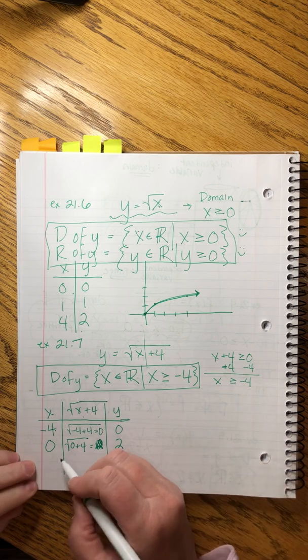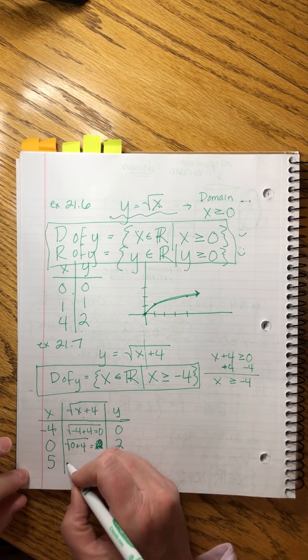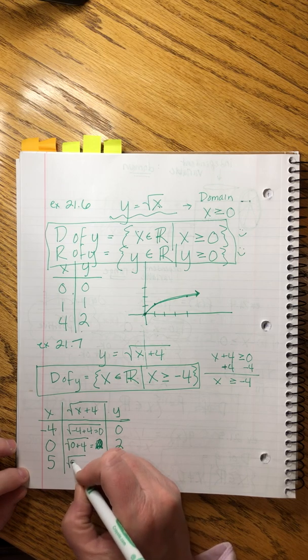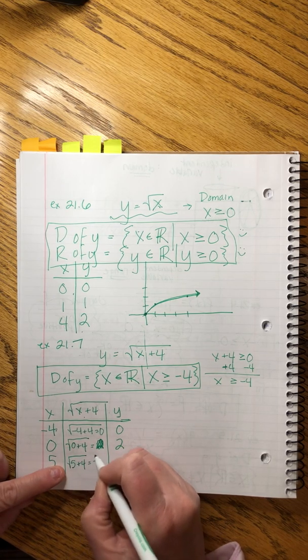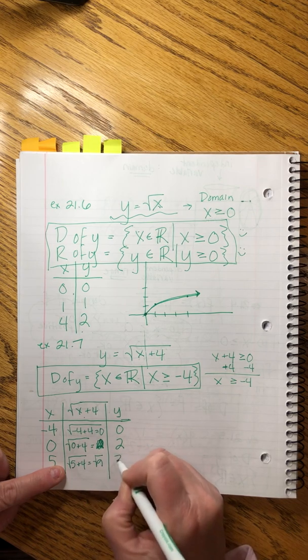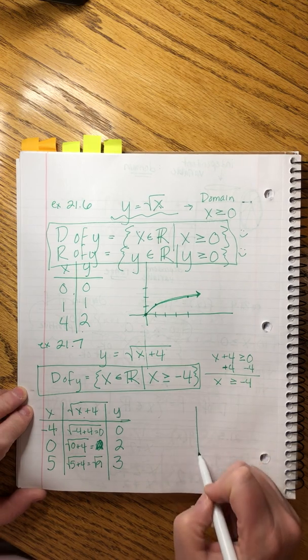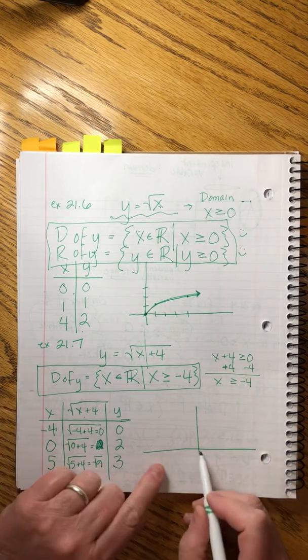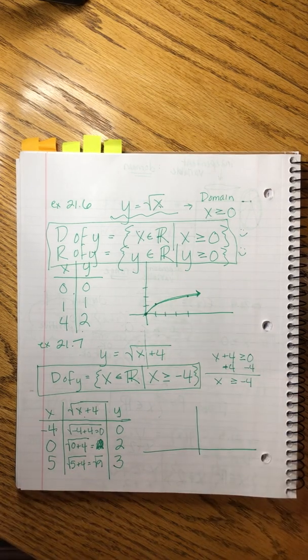All right, and then the other one, let's try 5. And once I do it, you'll understand why. The square root of 5 plus 4 equals the square root of 9, and that is 3. I like it. So now I'm going to graph, and this time I know I'm going to need some negative x values, so I'm going to go ahead and draw 2 quadrants instead of just 1.